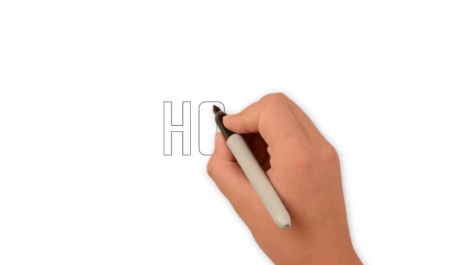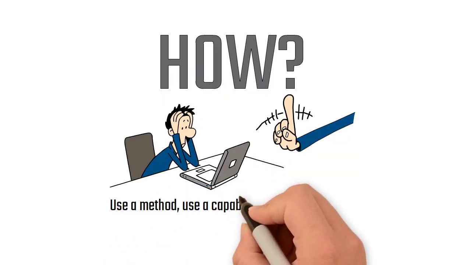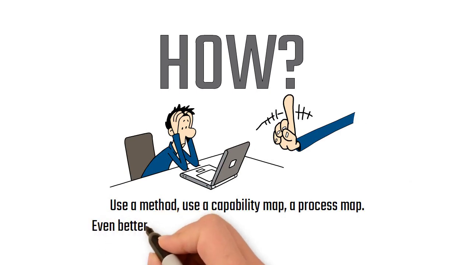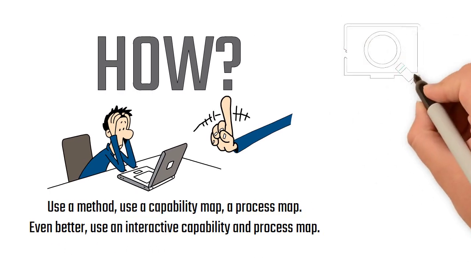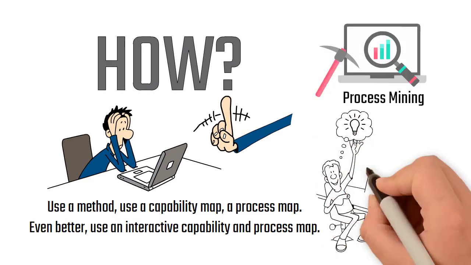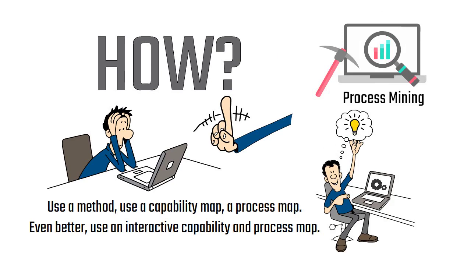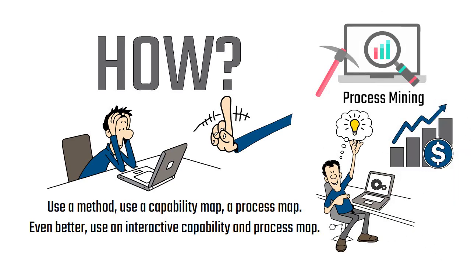In addition to why, another important conversation or consideration to have is how. Don't just jump into your first automation. Use a method. Use a capability map, a process map. Even better, use an interactive capability and process map. Confirm your as-is map with process mining. Create thousands of to-be scenarios in seconds with simulations. Estimate the ROI and start from there before jumping into your first automation.